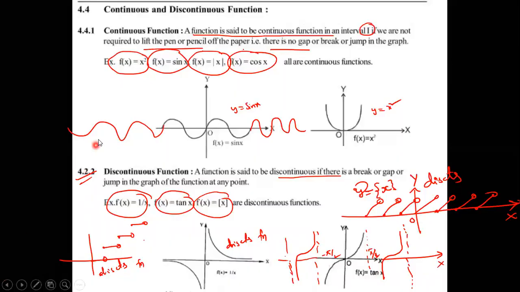Just a minute. Now see, continuous functions and discontinuous functions. Definitely. Next, what here? Continuous function, discontinuous function. So I think all of you are getting clarity. Okay.